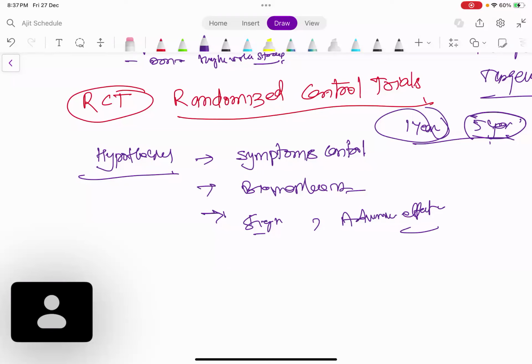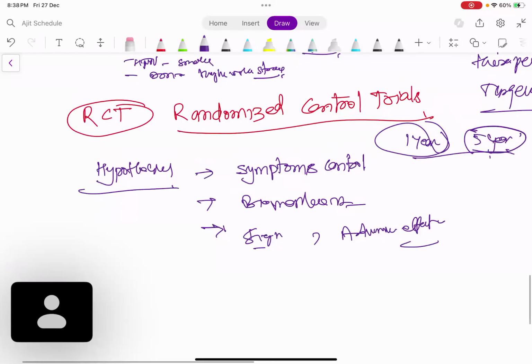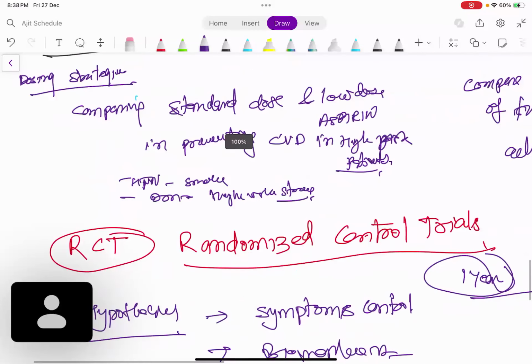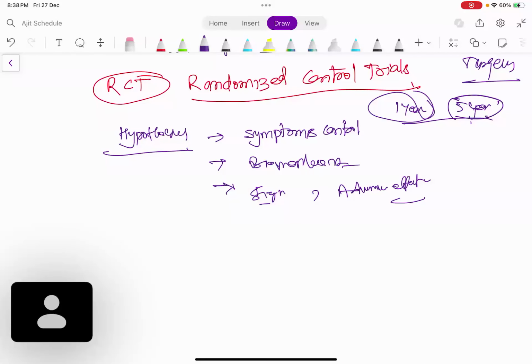Why am I telling you this? Listen carefully, guys. When we want to check the efficacy of a therapeutic outcome, we don't just do cross-sectional studies, because cross-sectional studies are very short term. In the short term you will not get enough results to justify your study.